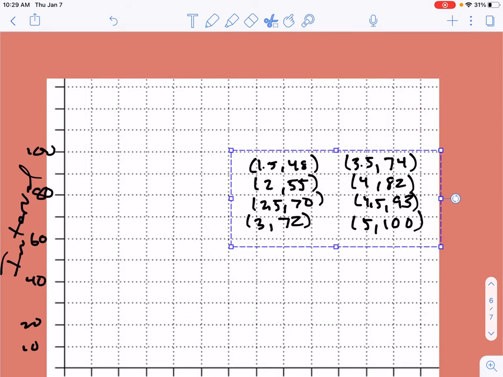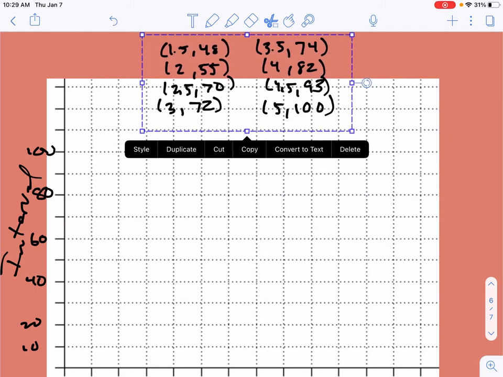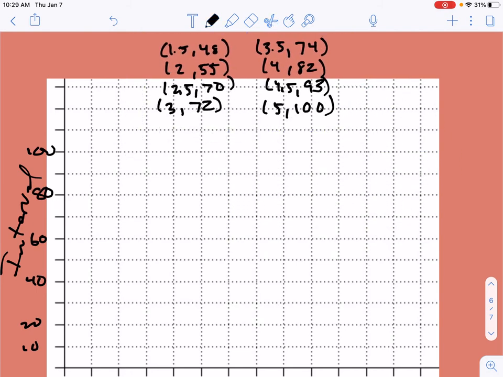All right, and now I'm going to plot these points. I'm going to move this up here. We'll leave those there. So let's plot our points. 1.5 is going to put me right here, and I'm going to go up to 48. So that's going to put me right here. There's my first point. 2 is going to put me at 55, so that puts me right here, because each one for my y is 10. 2.5 puts me at 70, right there. 3 puts me at 72, so that's just a little bit right there.